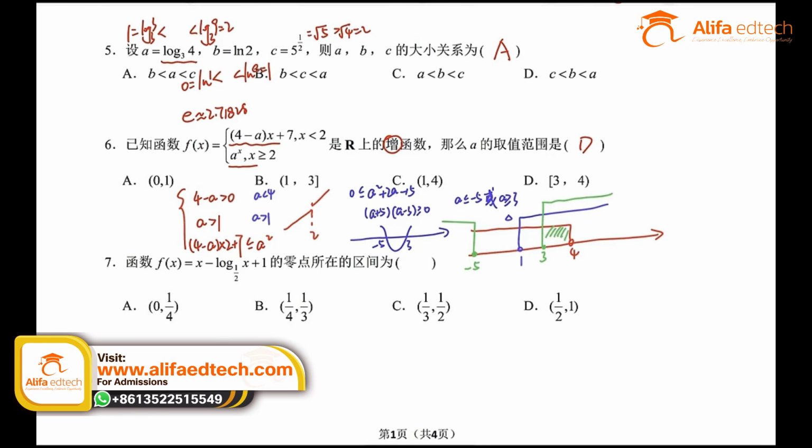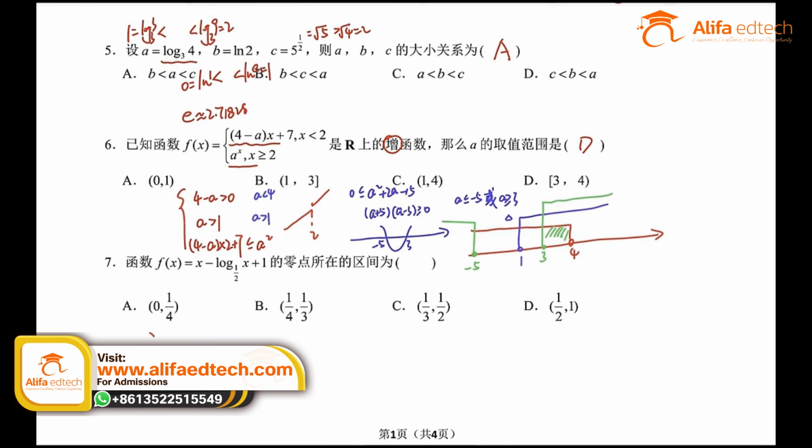The test of the zero-point existence theorem is that when we substitute the endpoints to find the function values, if one is positive and one is negative, then we have found the interval where the 0 point is located. Okay, substituting 0 is a bit troublesome. Some students find it hard to calculate the limit. Don't worry, let's try substituting 1/4 from this position to start.